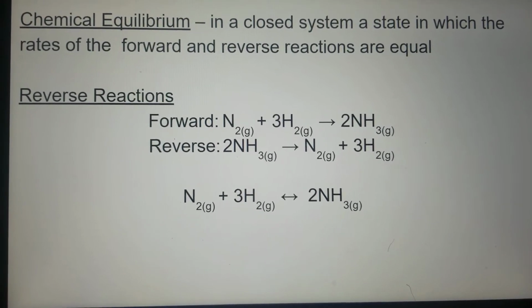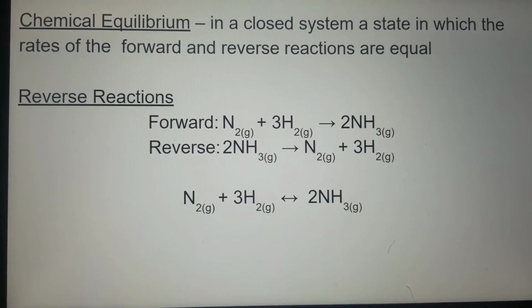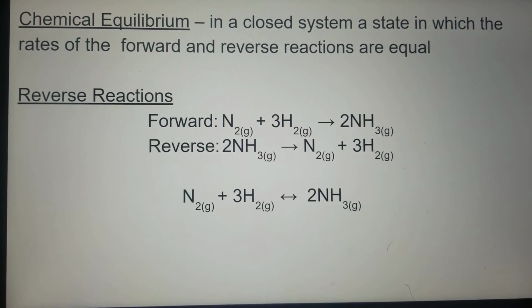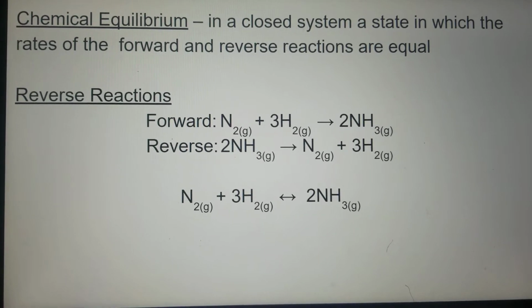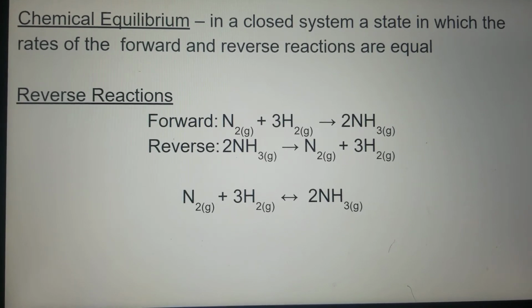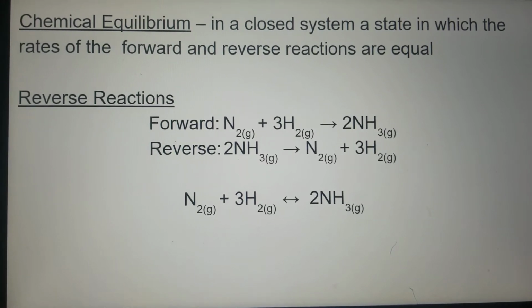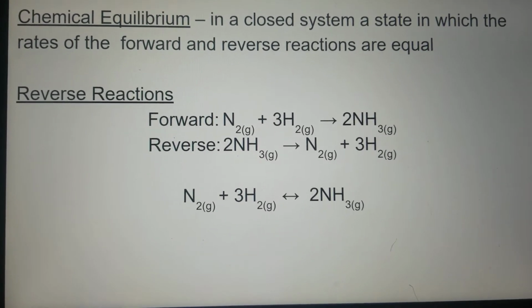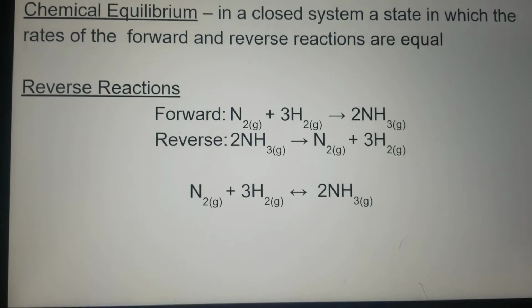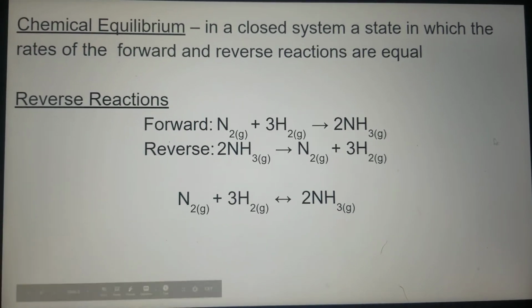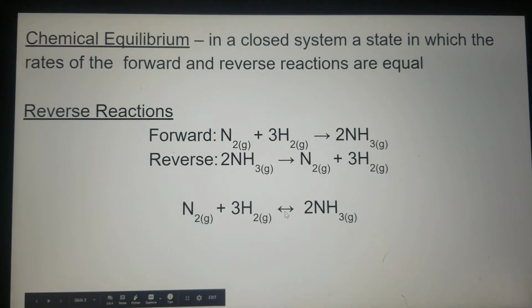So here you can see a reaction where nitrogen gas and hydrogen gas react to form ammonia. The reverse reaction would be ammonia breaking apart back into nitrogen gas and hydrogen gas. Instead of writing both the forward and the reverse reactions separately, we can write them as one reaction with a double-sided arrow.